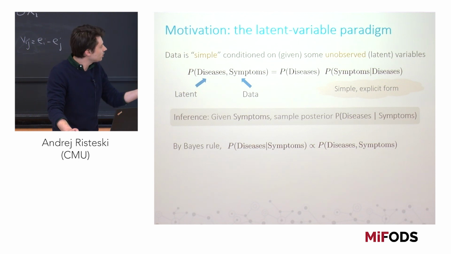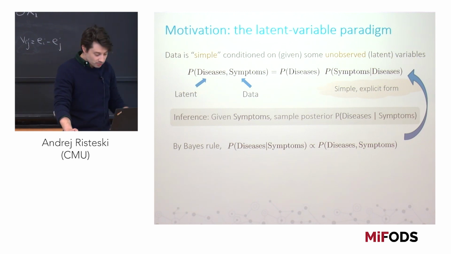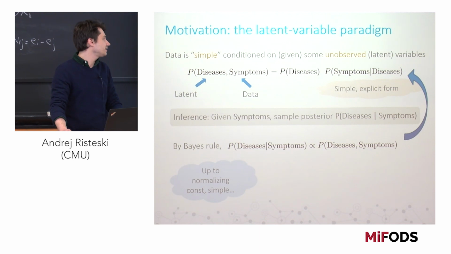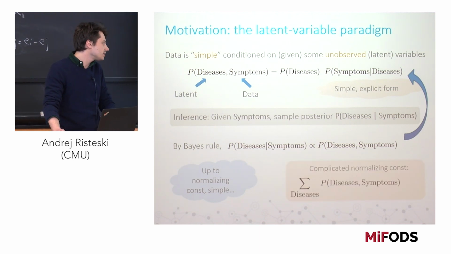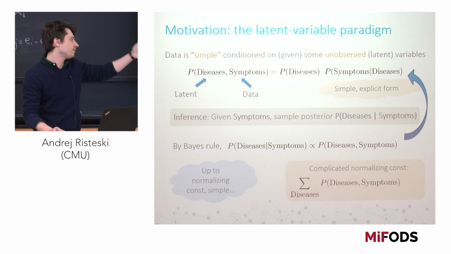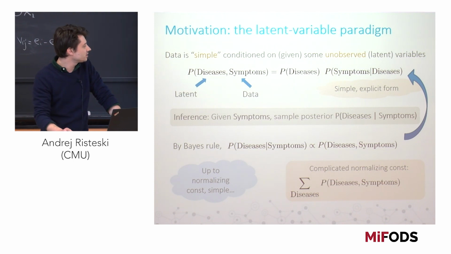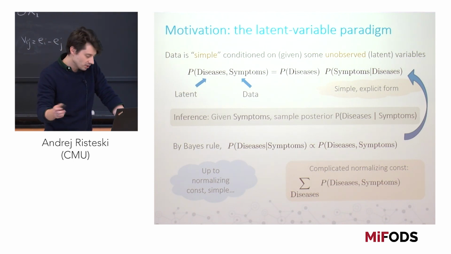You can whip up your handy Bayes rule, so you know that the probability of the diseases given the symptoms is proportional to the joint probability of the diseases and the symptoms. And we know that this has some simple, explicit parametric form. But of course, the problem is the normalizing constant. This normalizing constant would be some complicated sum or maybe integral. You have to marginalize over all possible combinations of diseases that a patient might have. And these are the typical kinds of things that give rise to computational intractability.